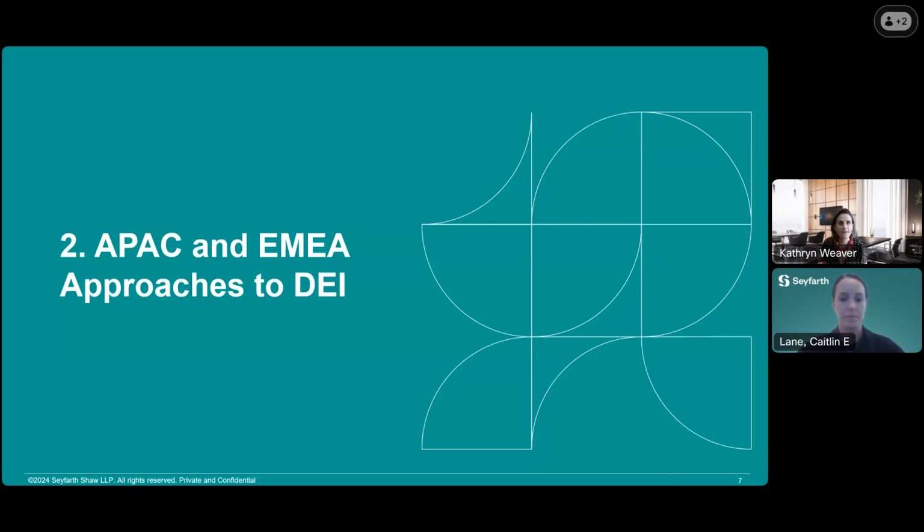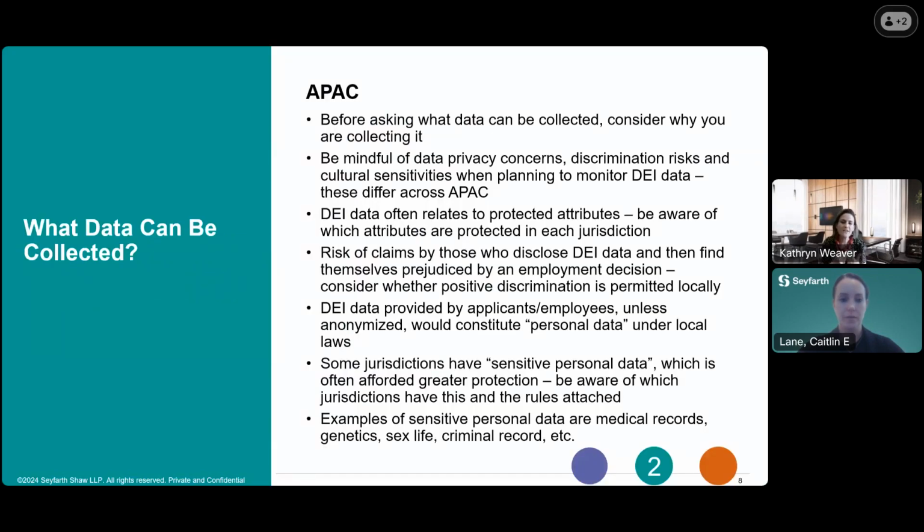The first is, with a few exceptions, DEI is a relatively new concept in Asia Pacific. Anti-discrimination and harassment laws are not as developed as they are in other regions, and discrimination lawsuits are just not as common either, and there's various reasons for that. Second point is that there are fewer quotas and reporting obligations around DEI data in Asia Pacific. Therefore, DEI monitoring is not considered to be as necessary.